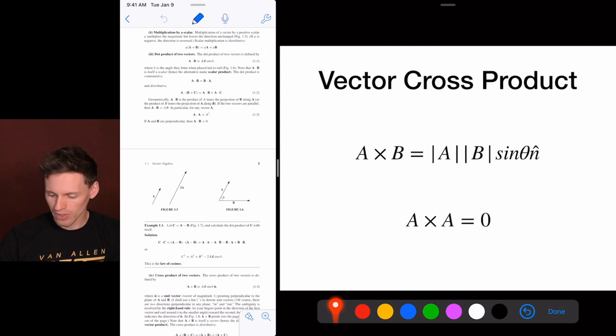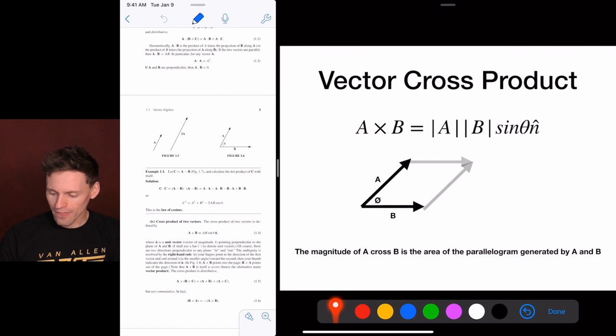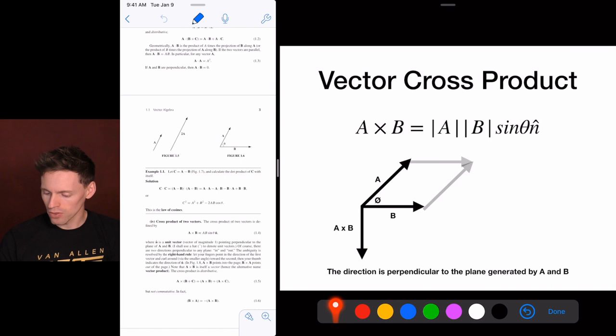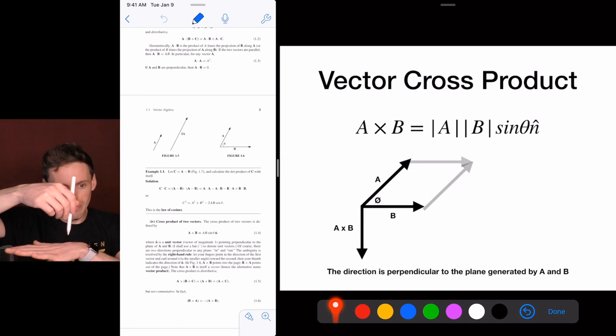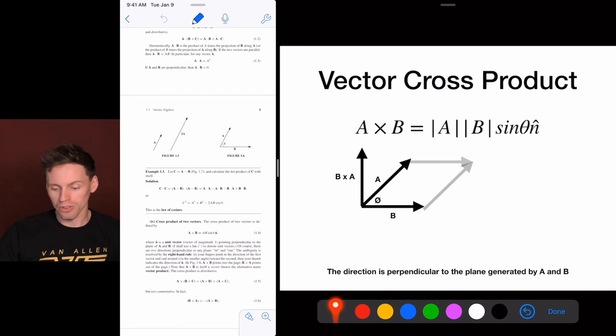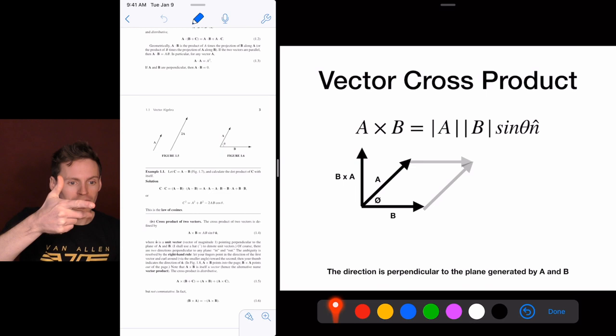A cross B, the magnitude AB sine theta, is actually equal to this area, the parallelogram generated by the two vectors A and B. The length of the result, A cross B, is equal to the magnitude of this area. The direction is either down from the AB plane or up from the AB plane, and that is determined by the right-hand rule. If you do A cross B, the result points in that direction. If you do B cross A, it goes the other direction.